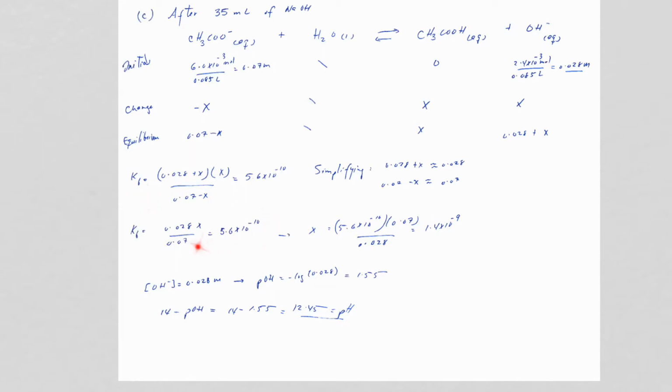Putting all of that into my Kb expression yields a value of X of 1.4 times 10 to the minus 9. This number, when put into our expression for our hydroxide, 0.028 plus 1.4 times 10 to the minus 9, is so small that it remains virtually unchanged. That means that if I had noticed that I can simplify here, I could have just skipped over to this step. My pOH, and then for my pOH, 14 minus that number will give me the pH, which in this case is 12.45. And that's pretty much how you calculate pH at the very beginning of our titration, at the equivalence point, and much after.